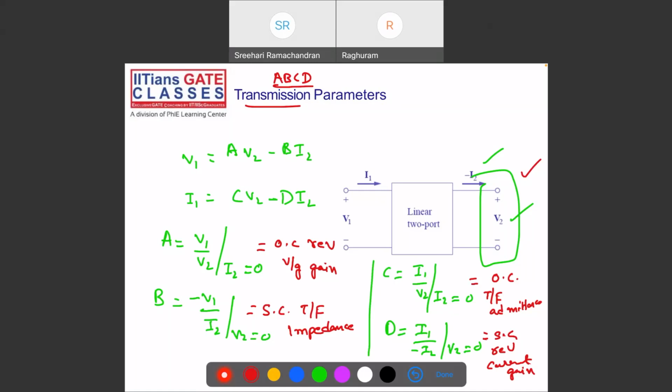You directly measure the voltage here and current here. And that is why the direction is this side, minus I2. Usually you'll take I2 in this direction. That is why my current direction is minus I2. Similar to that of transistors, H parameters are used in transistors, right? So to make them easy, we'll use it.